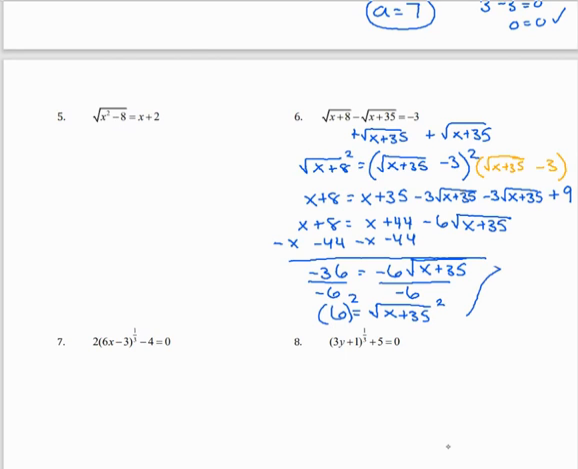So now we have 36 equals x plus 35. And so last but not least, I'll subtract 35. This gives me 1 equals x. Now, after I find that answer, remember we must check. Okay? So hopefully all that work was worth it, but let's see.